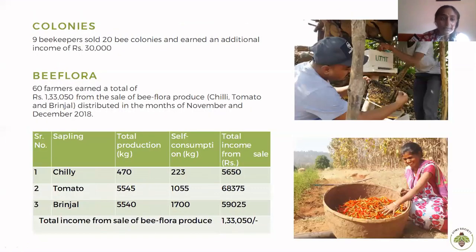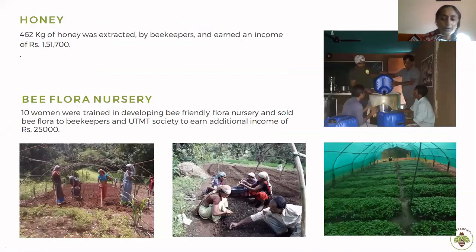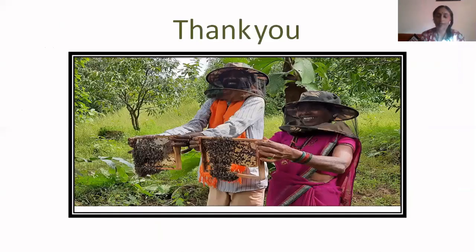Besides the increase in yields, because of the supplementary activities that are introduced, farmers are able to sell bee colonies, and they earn extra money from that. Bee flora like chili, tomato, and brinjal, farmers were able to produce more and sell more because of better pollination. Honey was a byproduct. The other aspect that we've introduced is creating more livelihood opportunities for women, who developed these bee flora nurseries and sold bee flora to beekeepers and thereby earned income. So this is a quick overview of what the intervention is all about.